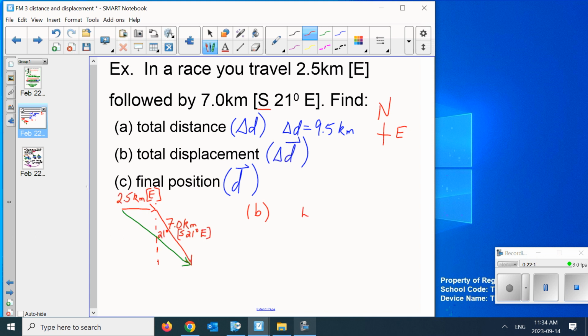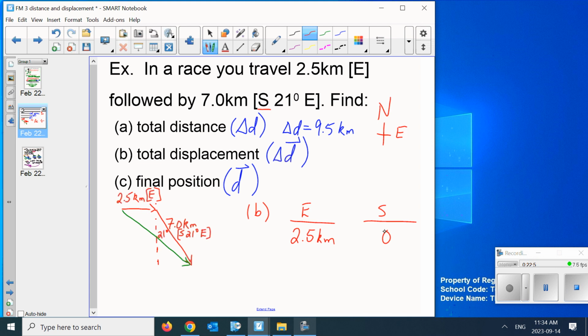We're going to have an east column, and we're going to have a south column. I chose both south and east because I could have chosen north and west, but these are going more or less south and east. You've got to just make a choice, but it makes more sense. Now the first vector is 100% east, 2.5 kilometers, 0 in the south.